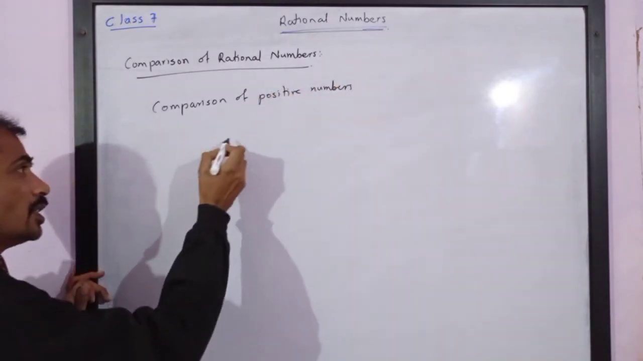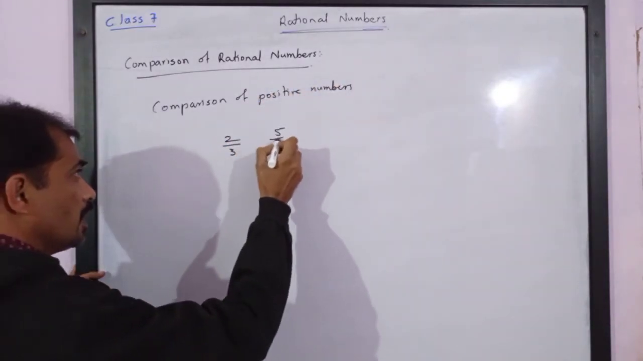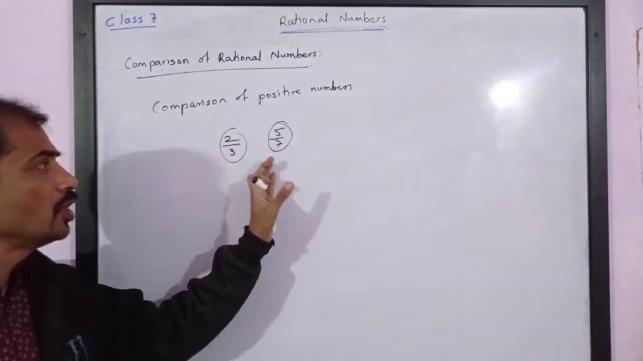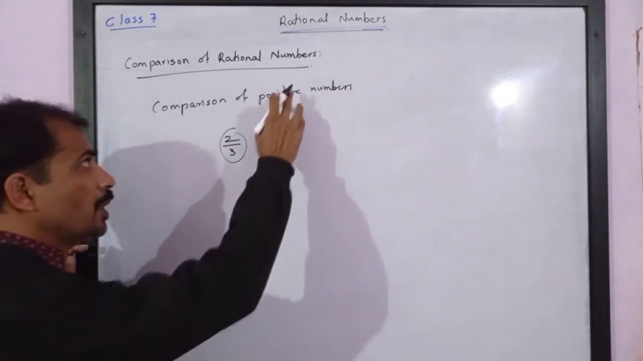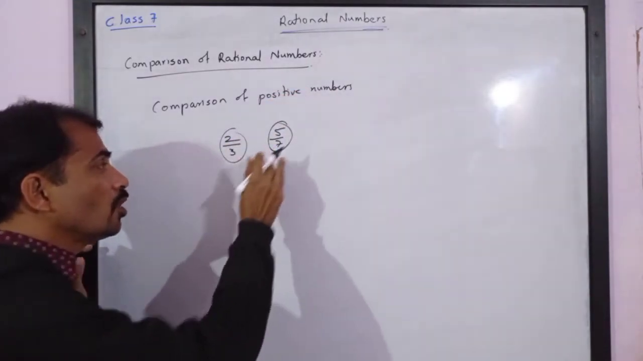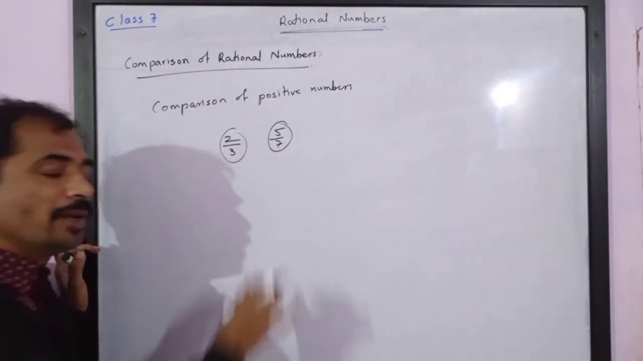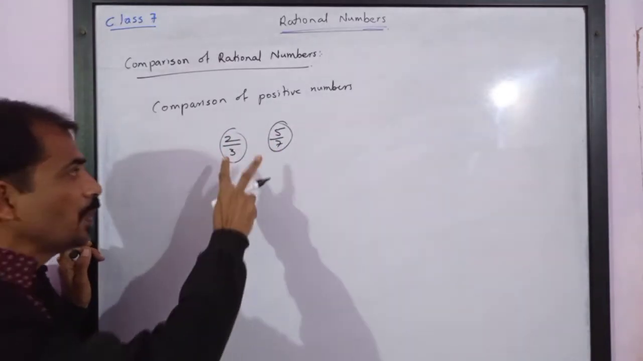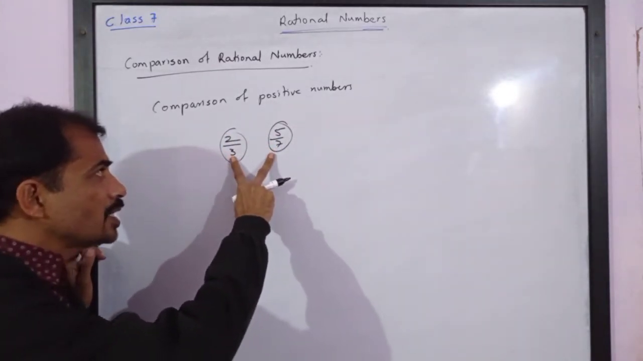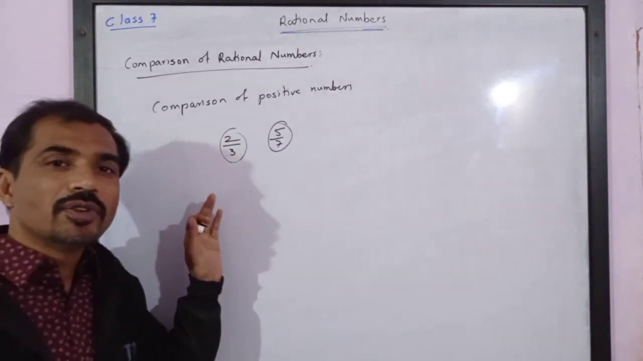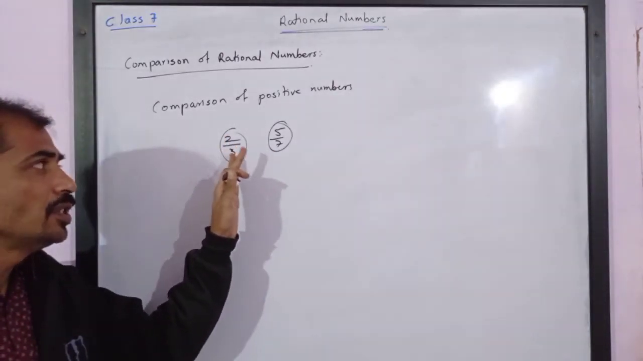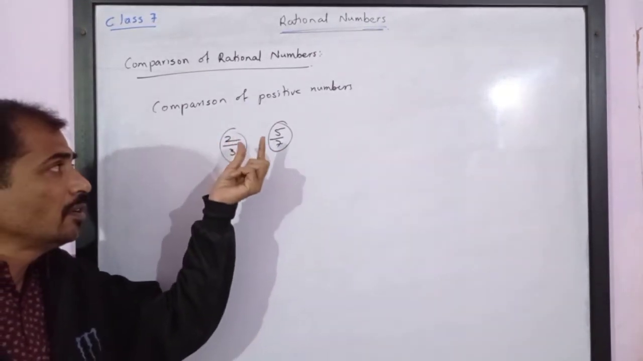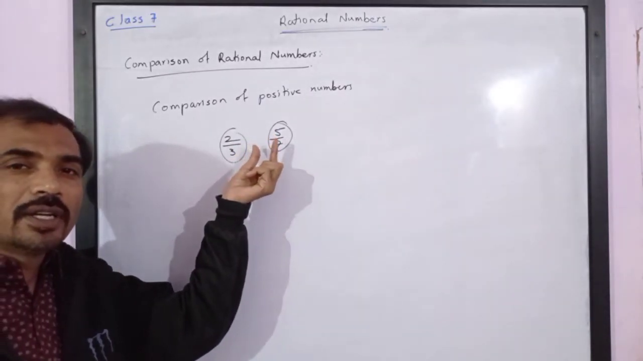So if we are given the fractions 2 upon 3 and 5 upon 7, we have already studied in the fraction chapter how to compare two fractions. If we want to compare two positive rational numbers, we need to make the denominators the same. If the denominators are the same, then and only then can we compare the fractions. If the denominators are the same, then the fraction with the larger numerator is larger, and the opposite is also true: the fraction with the smaller numerator is smaller.